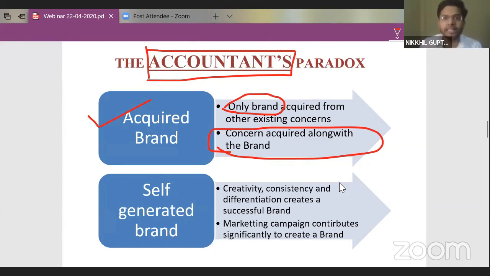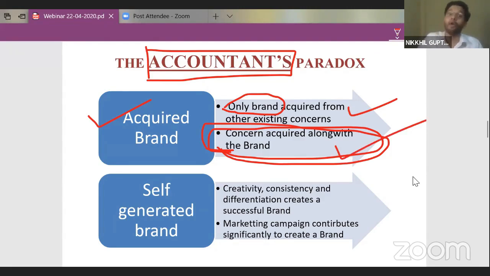Suppose I want to buy Haldiram's. What will I do of brand Haldiram if I don't have the outlets of Haldiram? What will I do of brand Haldiram if I don't have the chefs of Haldiram? What will I do of brand Haldiram if I don't have the infrastructure which Haldiram has? I'll be absolutely zapped if I purchase only the brand. So the second option is that while purchasing the entire business, I purchase the brand as a part of the business, and then also it is known as acquisition of brands. So brands, guys, can be acquired in two ways. Way number one, when only the brand is acquired from another company. And second, when the entire concern is acquired along with the brand.